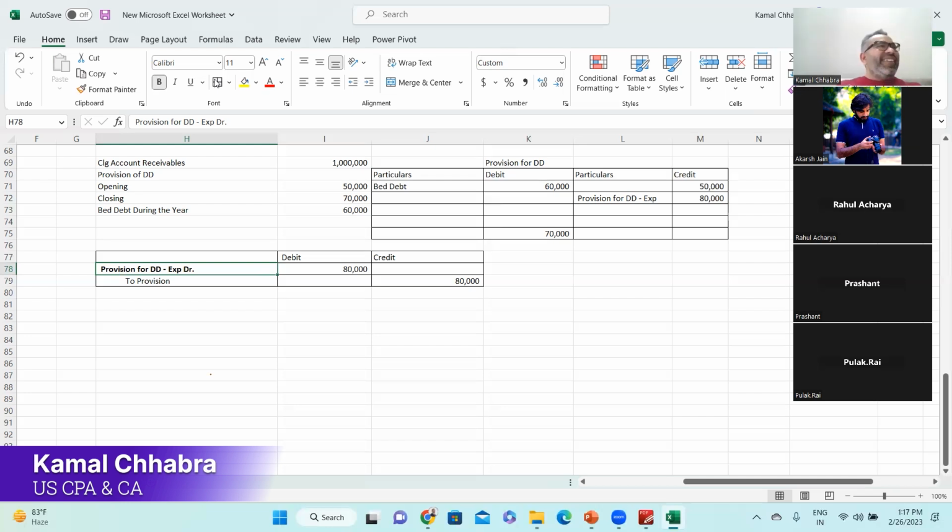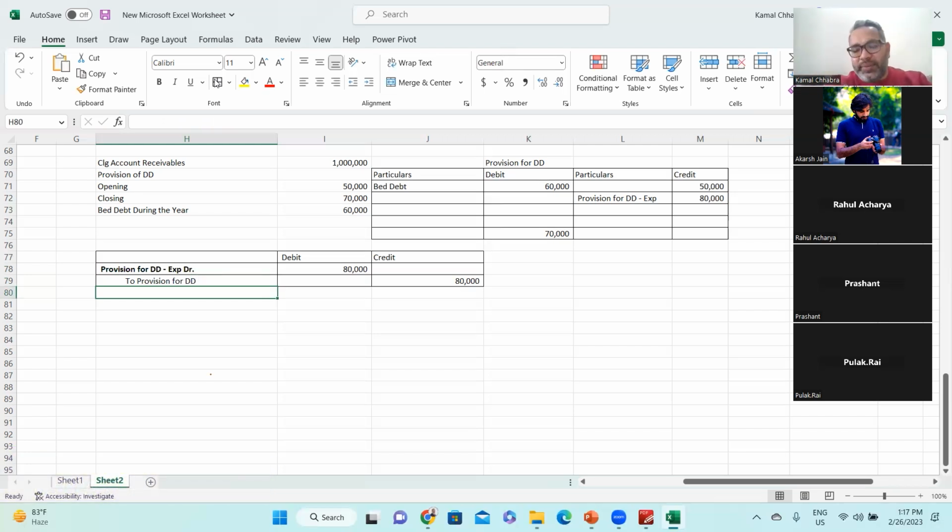Tell us a little, we'll understand quickly. So it should be expense account debit to provision for doubtful debt. And provision for doubtful debt is a contra asset. So contra asset means in the balance sheet, in account receivable minus provision for doubtful debt, net account receivable comes.